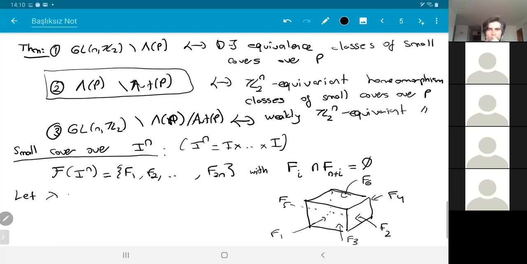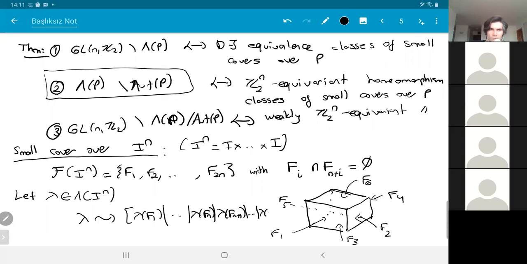Now let lambda be an arbitrary characteristic function. Now I can associate an n by 2n matrix to lambda, right? I can write the coefficients, the image of F_i, as the ith column. I don't have much space, let me write it: lambda(F1), ..., lambda(Fn), lambda(F(n+1)), ..., lambda(F(2n)). So it's an n by 2n matrix. But also I want to understand firstly the orbit space of the GL(n, Z2) action on this set.